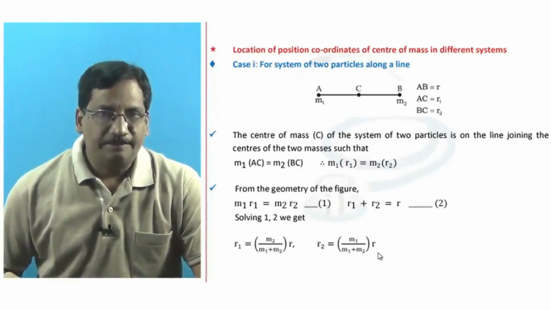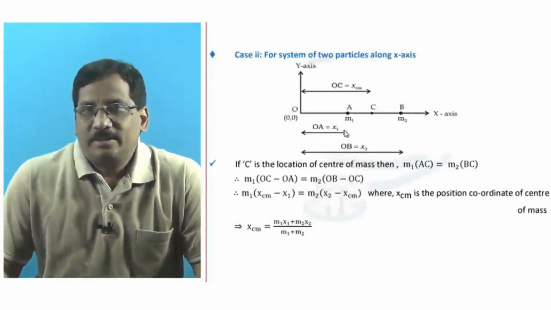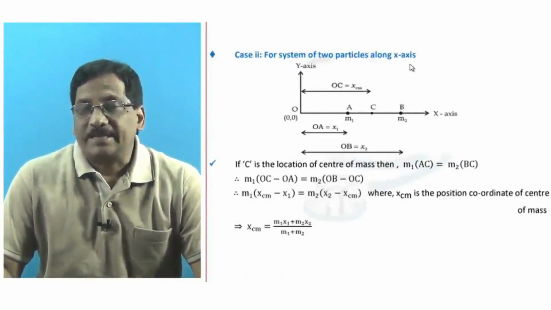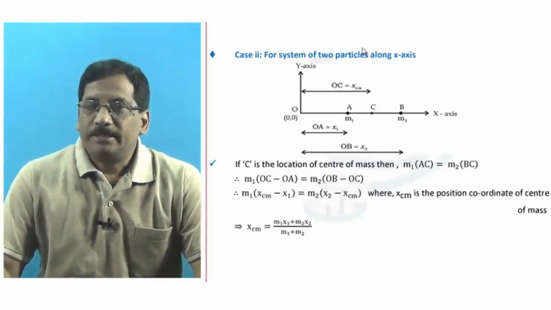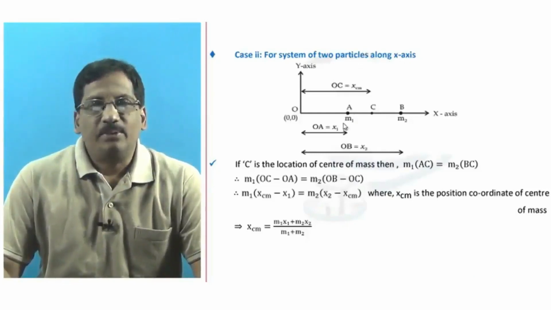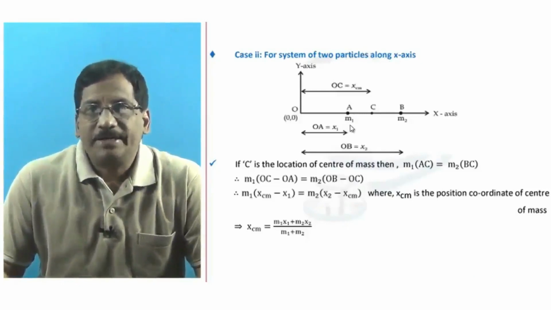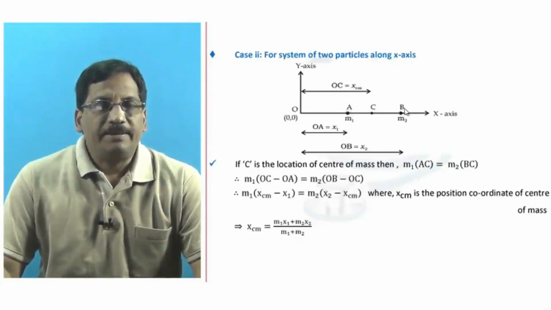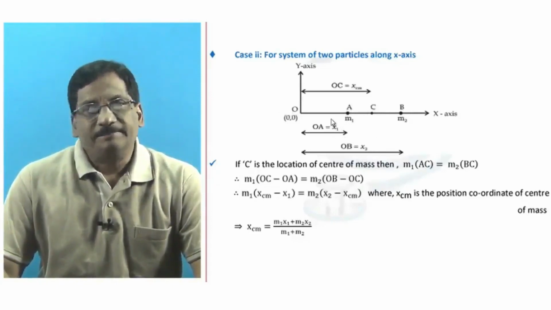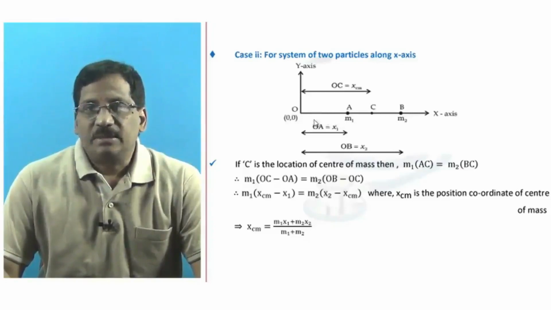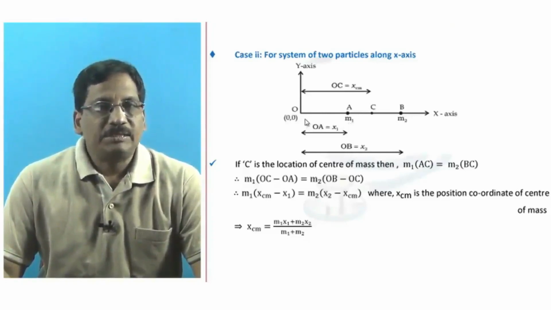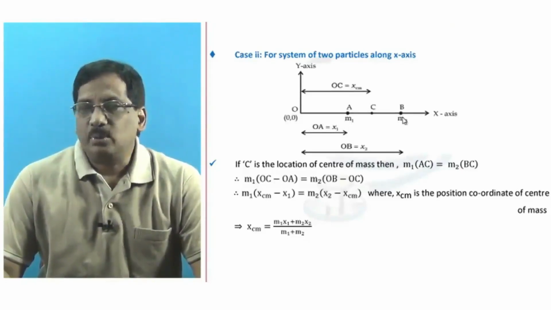And then let's locate the center of mass in a system of two particles placed along x-axis. Now we are putting the same two particles of masses m1 and m2 along the x-axis of a coordinate system. Here m1 and m2 are located at A and B at distances x1 and x2 respectively from the origin. So x1 is the location of the particle of mass m1 from the origin, and x2 is the location of the particle of mass m2 from the origin.